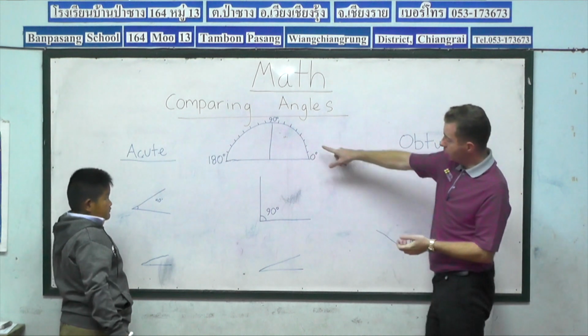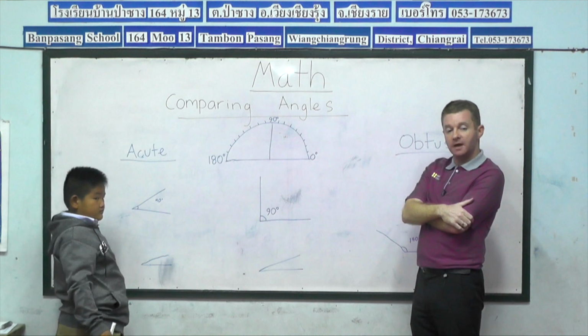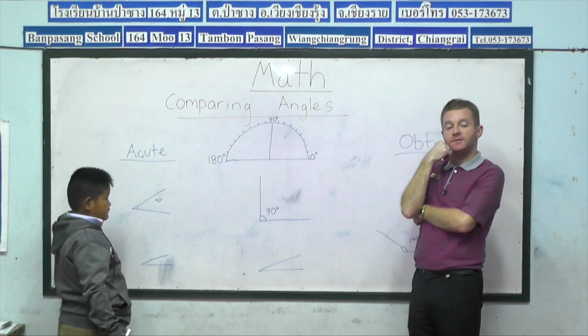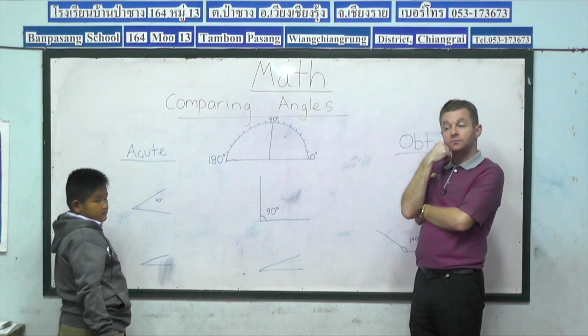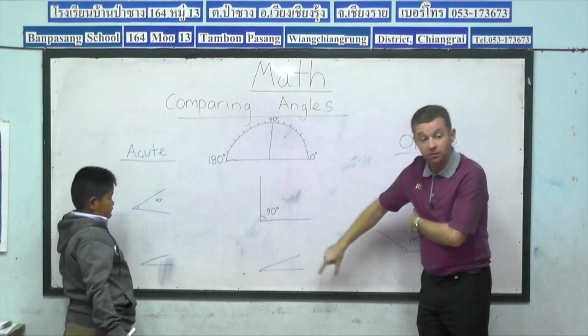So now, who can estimate how big do we think our acute angle is? Have a look at the one Net's drawn, and teacher has drawn here. How big do we think it is on the protractor? 20. We start at 0, 10, 20. Looks about right to me.